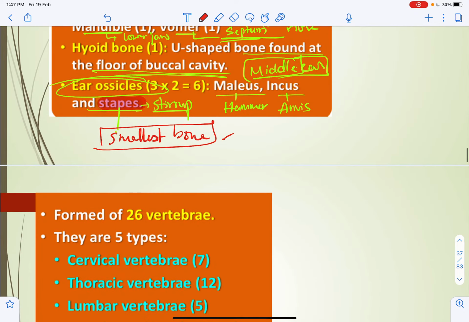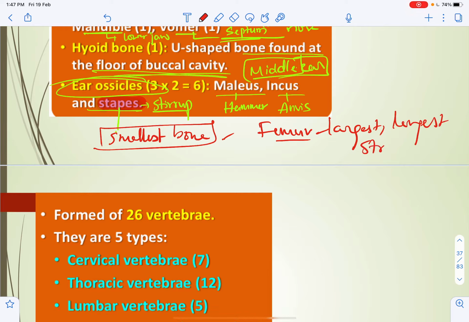And the largest is, we can say, the femur bone. Femur is the longest and strongest bone in the body. If we are going to ask about facial bones, the longest and strongest is the mandible.